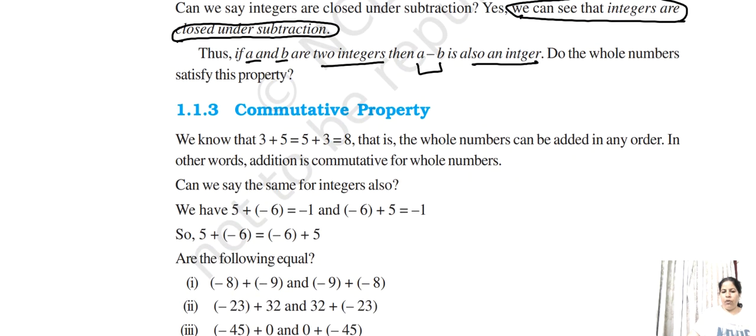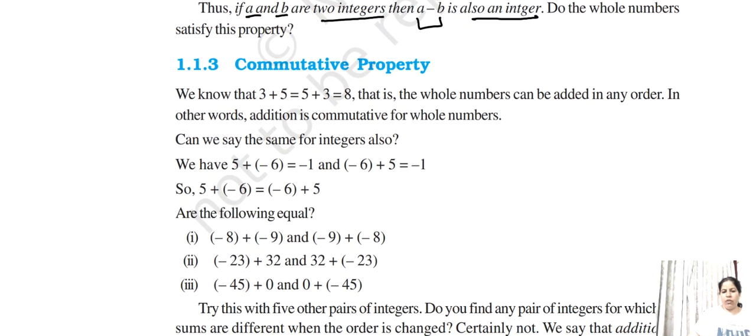Now we will talk about commutative property. What is commutative property? If you have two integers a and b, then they have to follow the rule that a plus b equals b plus a. If these integers are following this rule, we can say that they are following commutative property.